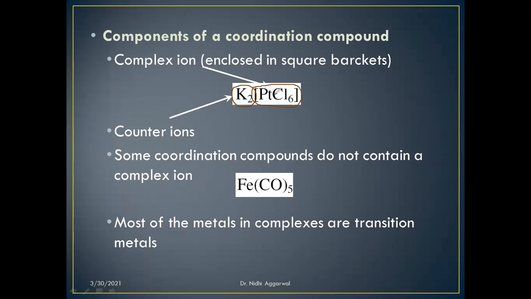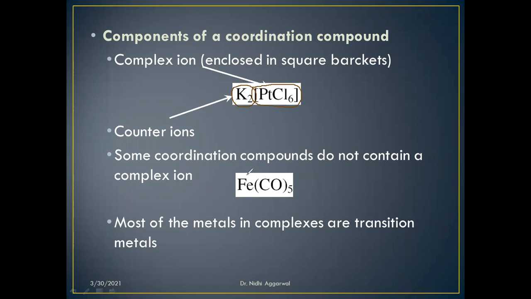coordination complex. Now there are several examples in which these coordination compounds do not contain any complex ion sign, meaning they do not contain any entity enclosed in square brackets, like you are seeing here in Fe(CO)5, that is pentacarbonyl iron, where there is nothing in the square brackets, but still they form a class of coordination compounds.